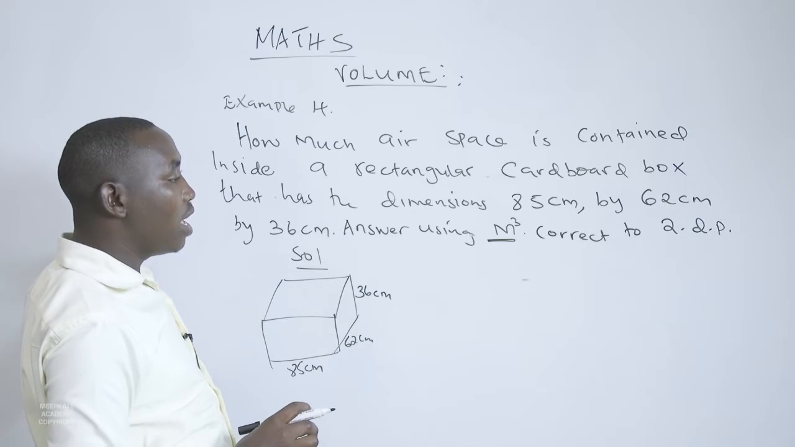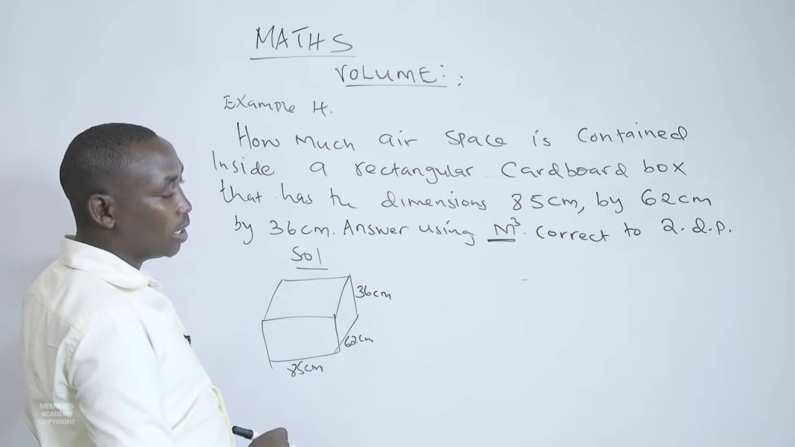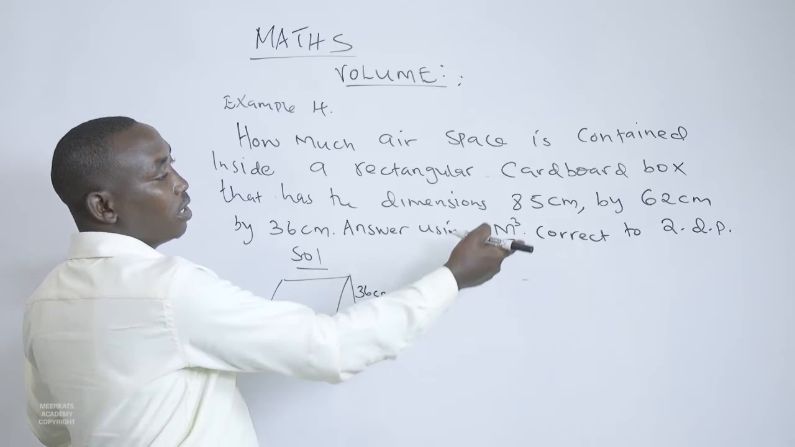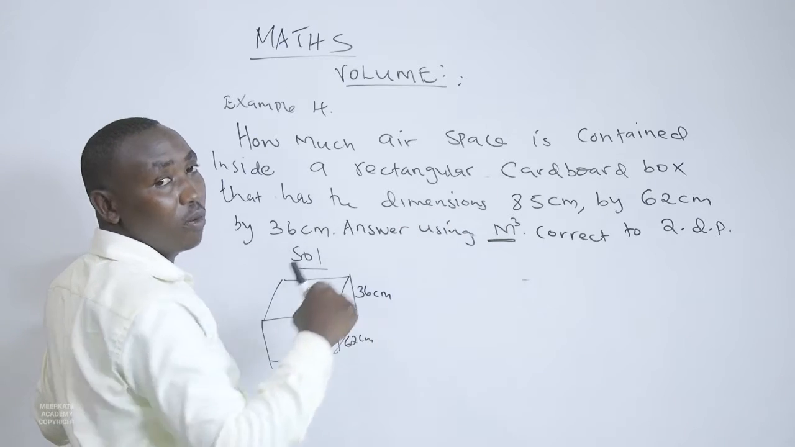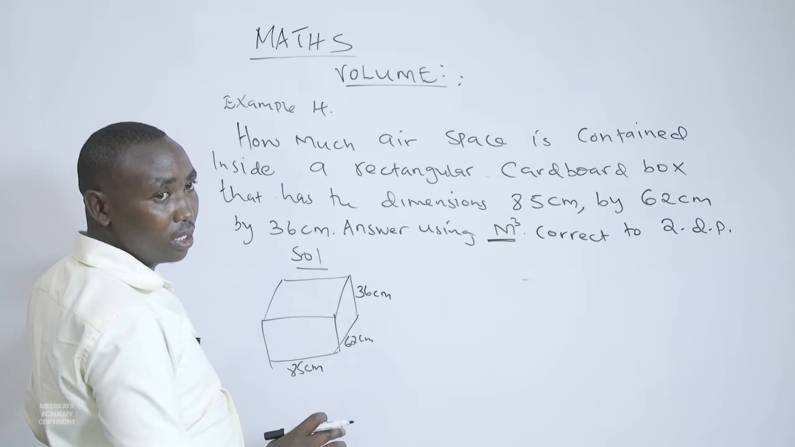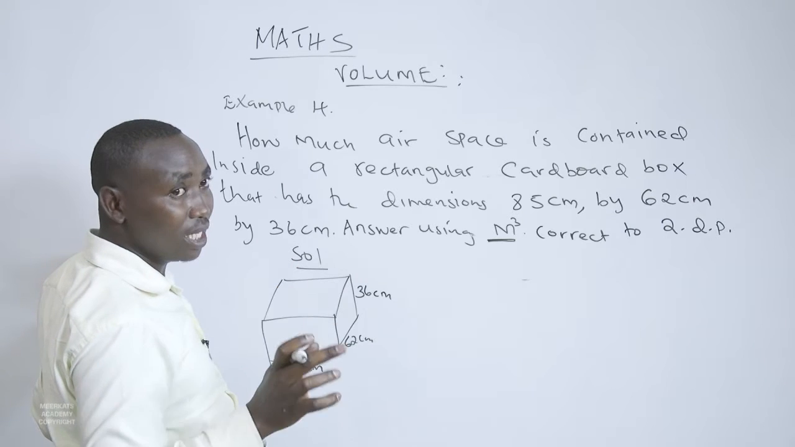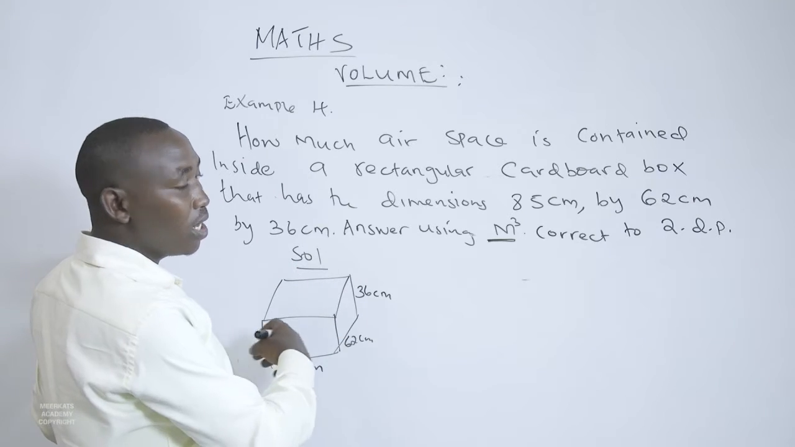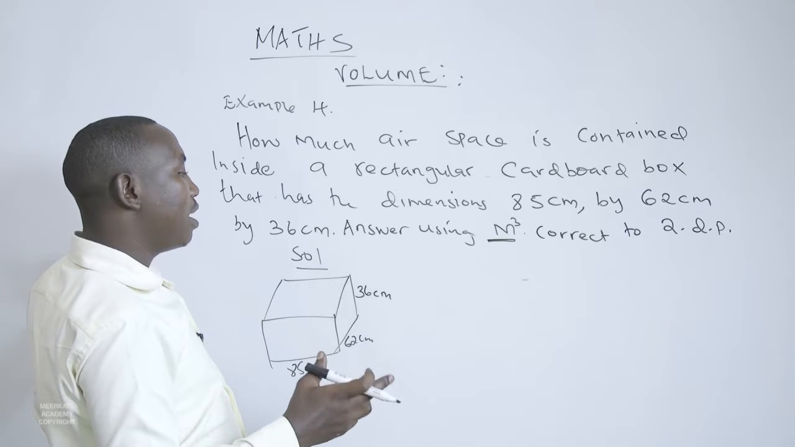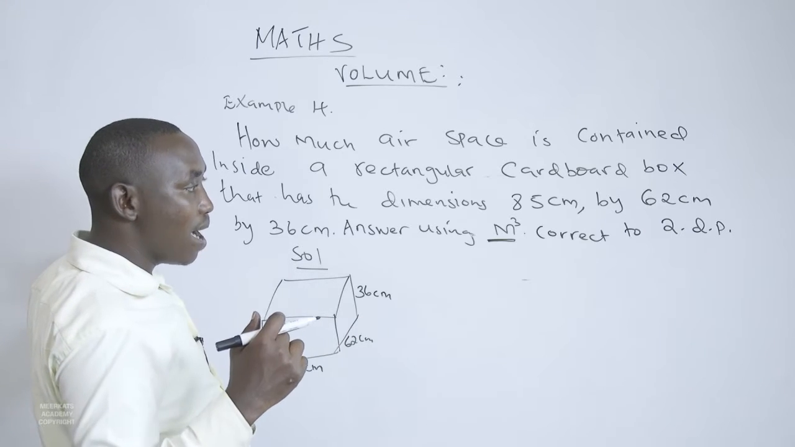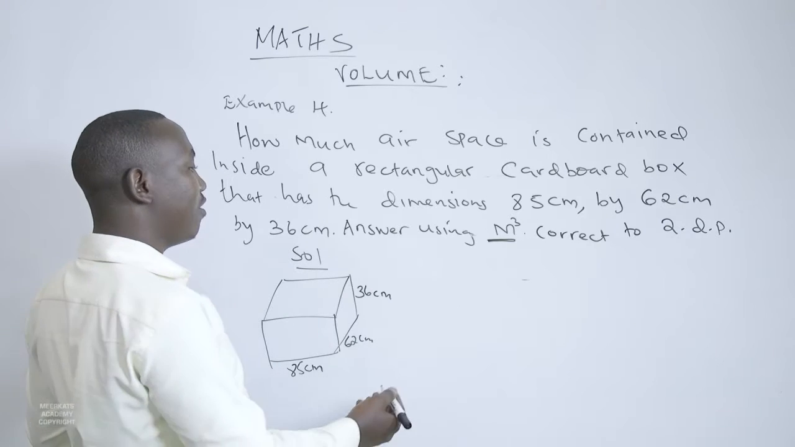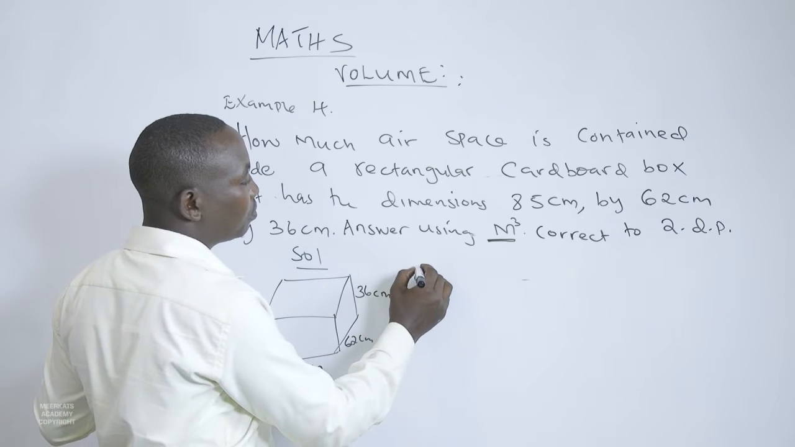Our answer should be in cubic meters and correct to 2 decimal places. There are 2 ways of working out this question. Because we are interested in the volume being in cubic meters, we can convert all these units of length into meters first, or we calculate the volume straight away using these units, then convert back to cubic meters using the unit conversions we had seen earlier on.